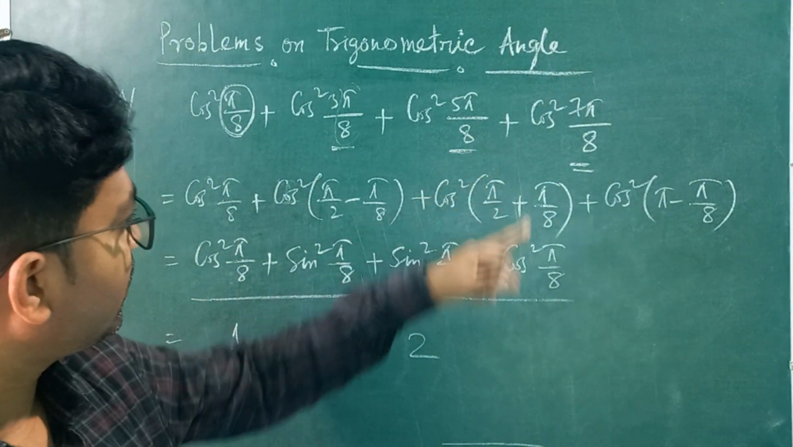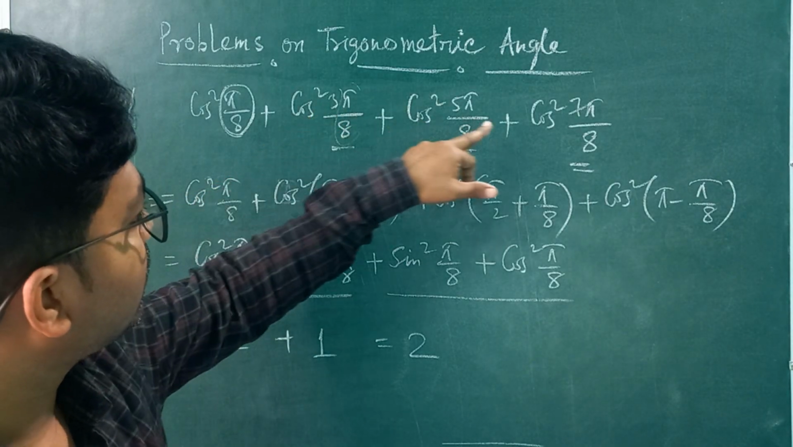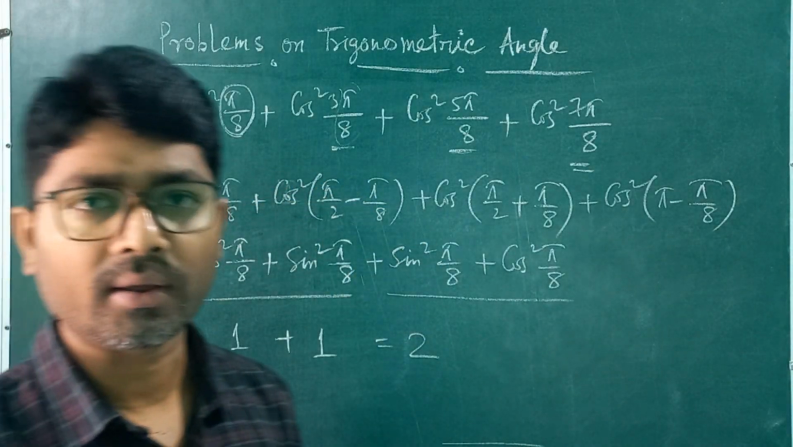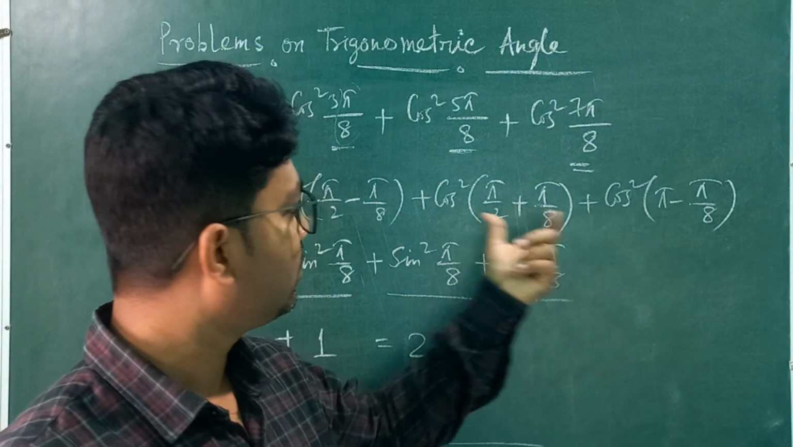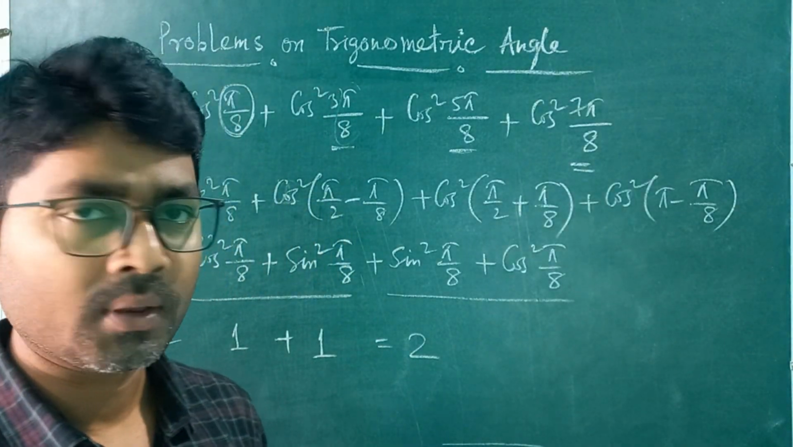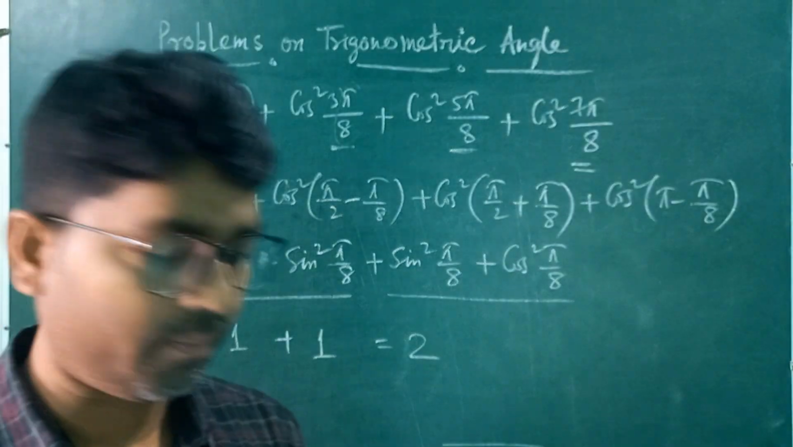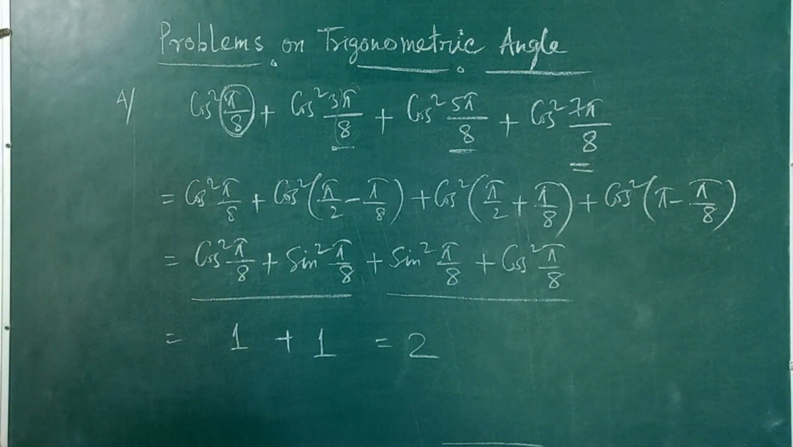So this is a very important problem, and here we break the angles into small angles with the help of pi by 2 or pi, taking plus or minus, checking anything, matching the angles with them, and then applying our rule. Similar problem number 5.